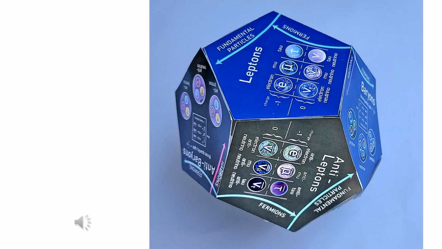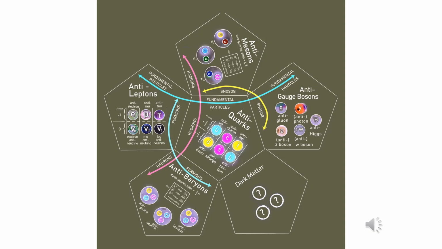One of the advantages of using a dodecahedron is that there's space on the bottom to show the antiparticles, as you can see in the next slide. Here we have the dodecahedron flattened out on the antiparticle side, and you can see the relationships between those particles is pretty much the same as the relationships between the particles.